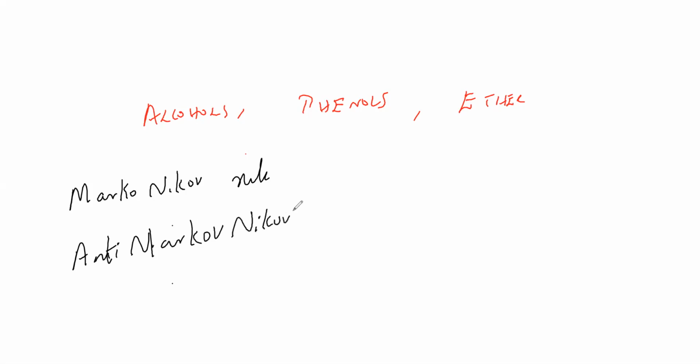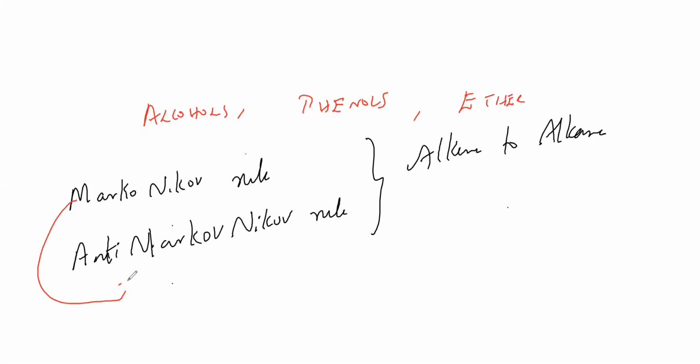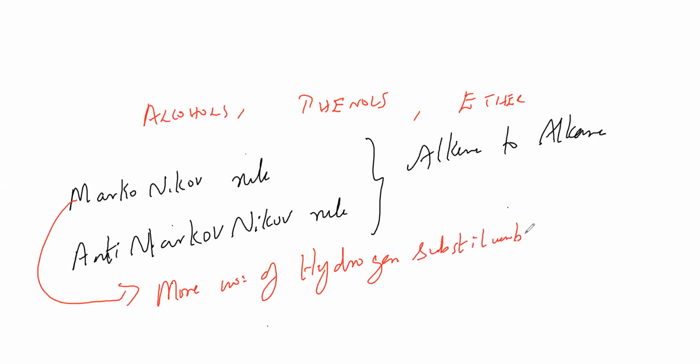Markovnikov, whatever it is. Spelling is not a problem here, guys. Okay. So both are for conversion of alkene to alkane or whatever it is. But the important thing that we have to understand is that for Markovnikov rule, there are more number of hydrogen substituents. And for anti-Markovnikov rule, there are less number of hydrogen substituents. So this we have to know.